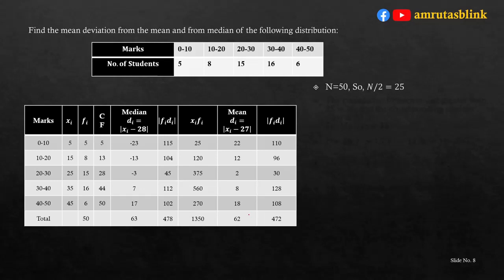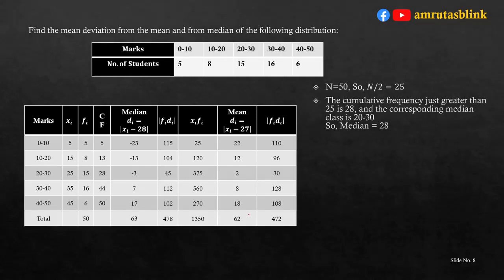Now these intervals are already continuous intervals, so we need not convert the intervals to continuous like we have done in the previous problem. Now what is xi? Xi should be the middle value of these marks. So what is the middle value of 0 to 10?